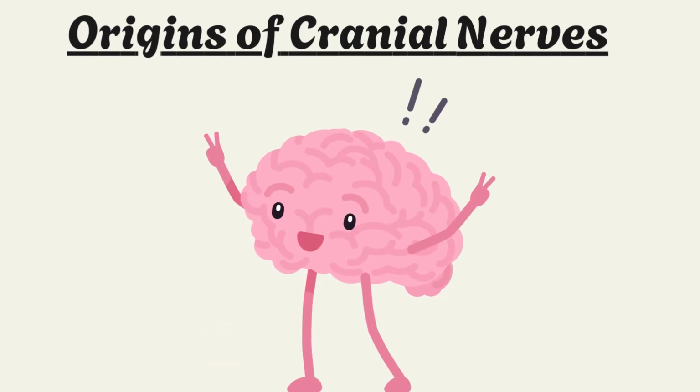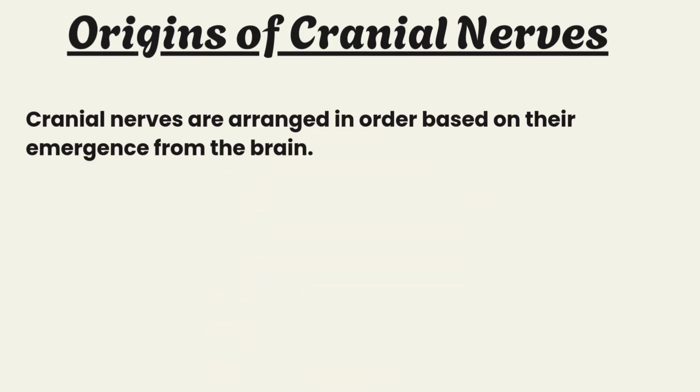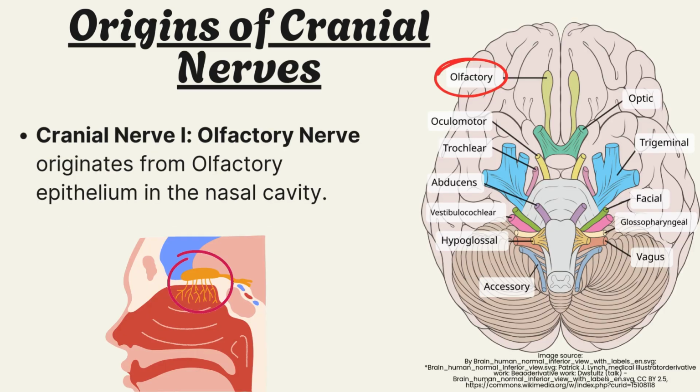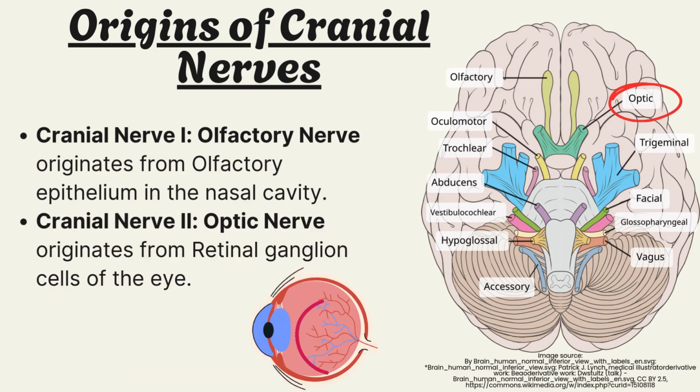What are the origins of cranial nerves? Cranial nerves are arranged in order, based on their emergence from the brain. The first 2 cranial nerves do not originate from the brainstem. The remaining 3 to 12 cranial nerves originate from the brainstem. Cranial nerve number 1, olfactory nerve, originates from olfactory epithelium in the nasal cavity. Cranial nerve number 2, optic nerve, originates from retinal ganglion cells of the eye.